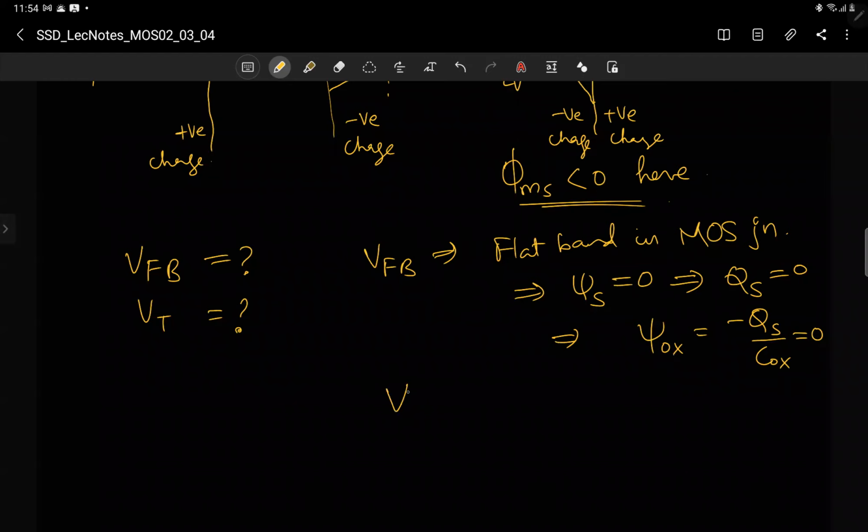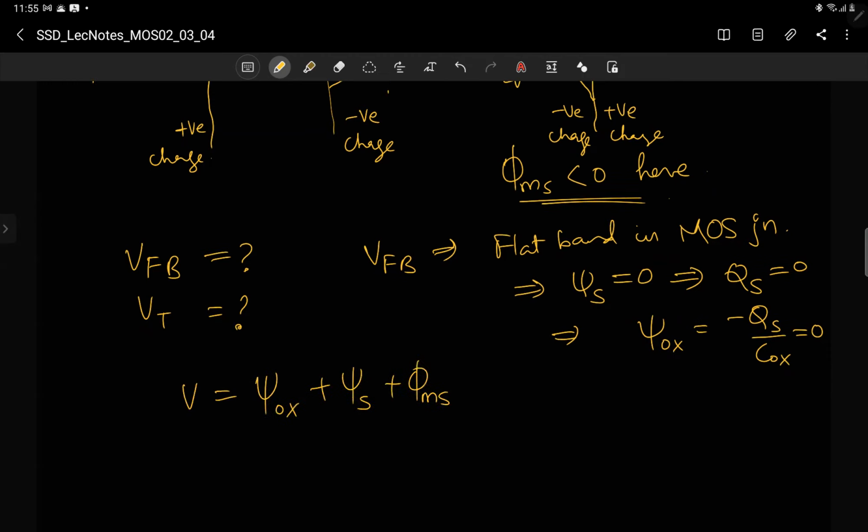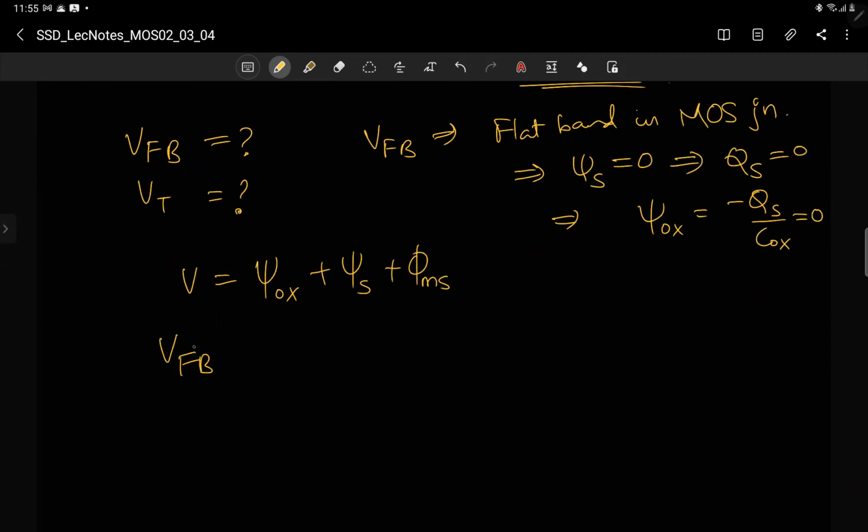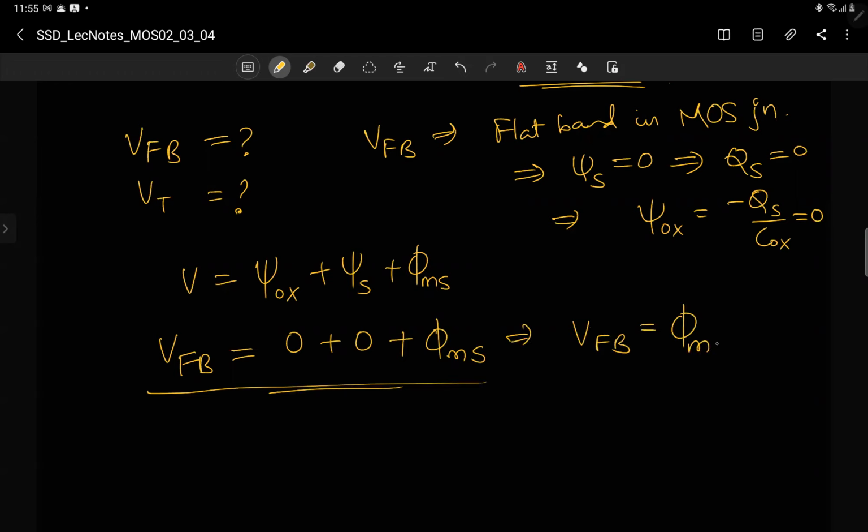And from the KVL equation, V equal to psi ox plus psi s plus phi ms. So VFB is the voltage that I apply across the battery to make the bands flat. Which means psi ox is 0 and psi s is 0, and this phi ms will not change. So this implies VFB equal to phi ms when phi ms is not 0. And it is backward compatible, because if phi ms is 0, VFB is 0, which is what we have seen.